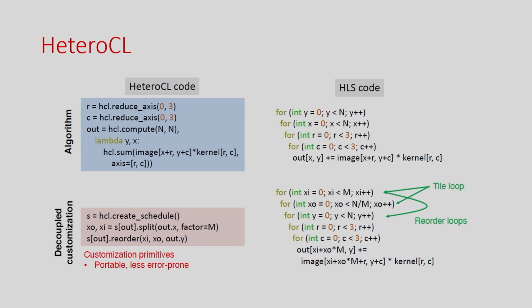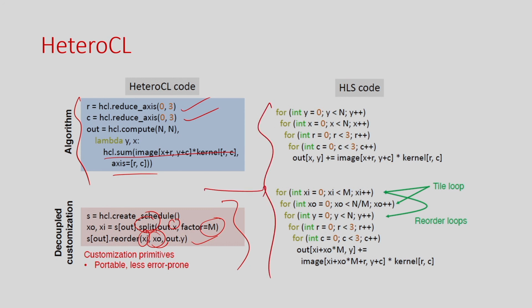You specify your algorithm here, that you have this range, and you try to compute this, and then you specify here that you split this particular x with a factor of m, you reorder xi and xo, and you generate this, right. I am not going into detail of the language, but this is similar to Halide. You can understand that you specify your computation, you specify the optimization or customization you want, and it generates the code for you, right.